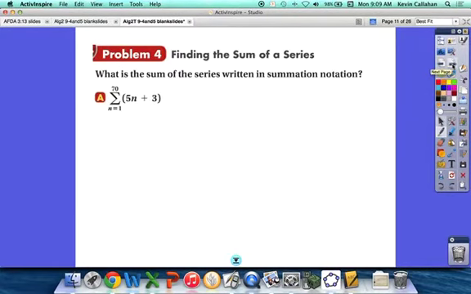Okay. So now they're giving us the sigma notation and asking for the sum. So again, at this point we have this formula: Sn equals n over 2 times (a1 plus an). We need to know three things to plug into that formula, and we have to be able to tell them by looking at the sigma notation.